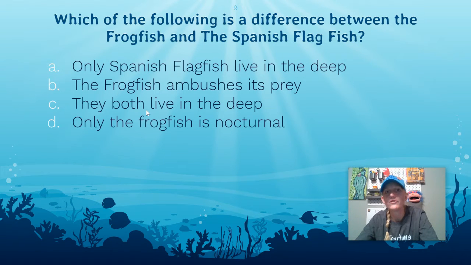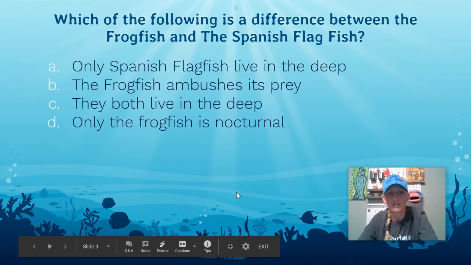Which of the following is a difference? Now you gotta pay attention in your question. Is it asking for a similarity or is it asking for a difference? A difference means something that is not the same between the frogfish and the Spanish flagfish. A, only the Spanish flagfish live in the deep. B, the frogfish ambushes its prey. C, they both live in the deep. Or D, only the frogfish is nocturnal. Remember, we want a difference, something that is not the same. All right, guys, I'm moving on. Pause that video if you need a little bit extra time to think about it.